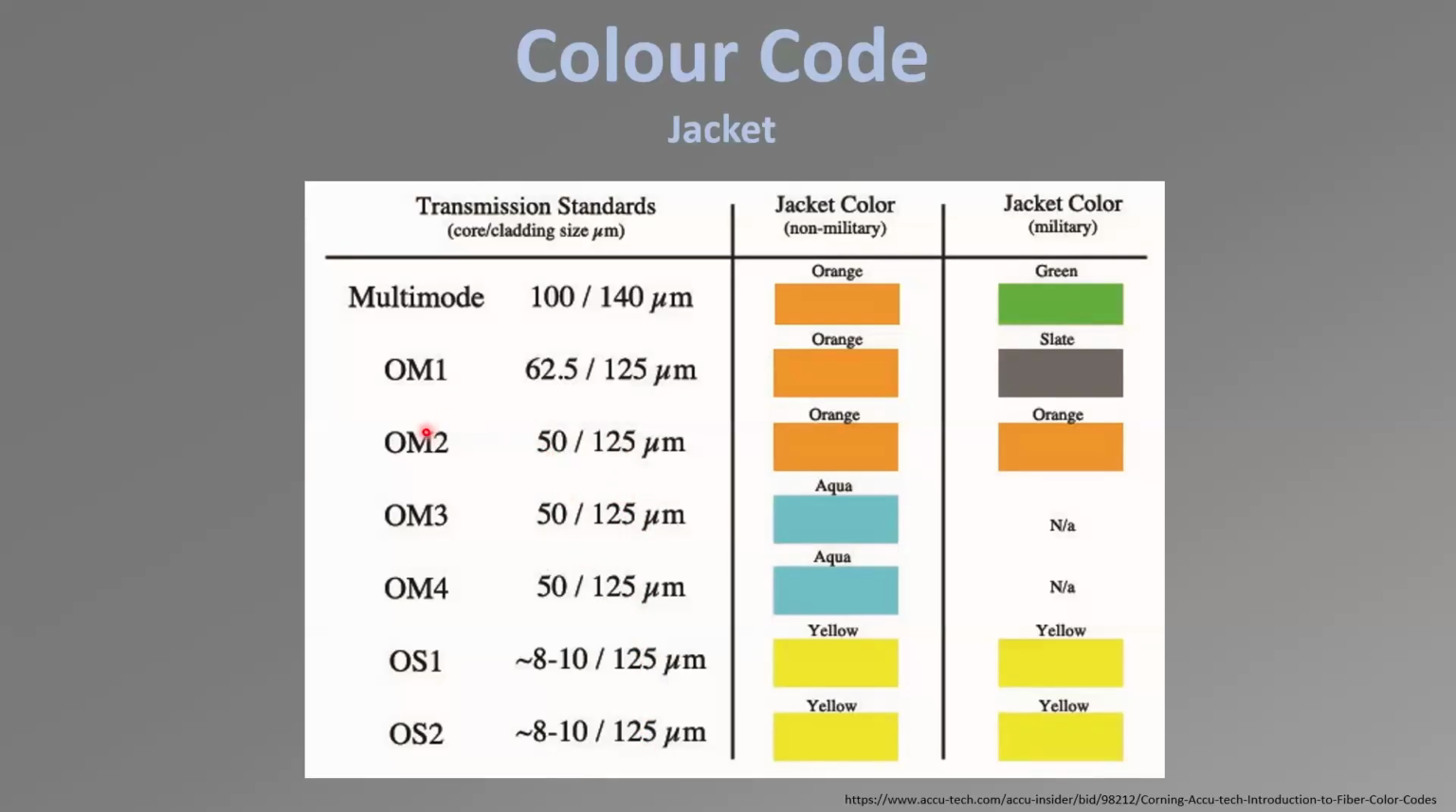And the multimode has changed since OM2, and that's the new standard. Yes, you can still get the 62.5 equipment to accommodate the older OM1 cables. But 50 microns, you go to a distributor, you get it off the shelf. 62.5, you might have to wait a couple days for a special order.